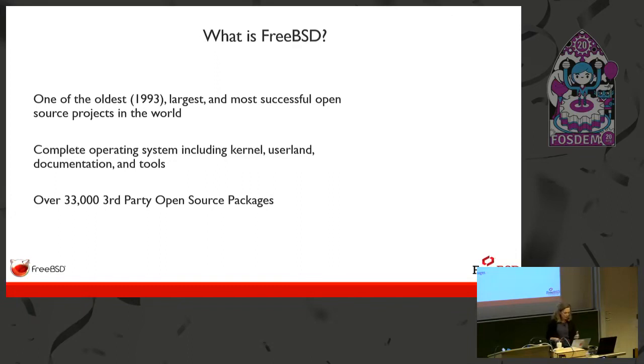We support over 33, actually, I think the number increases every day. We may be at 35,000 third-party packages, which really means that when you're using it as your desktop and you want to access the internet, you could have a browser that you can install and a word processor and whatever software that you want to use.